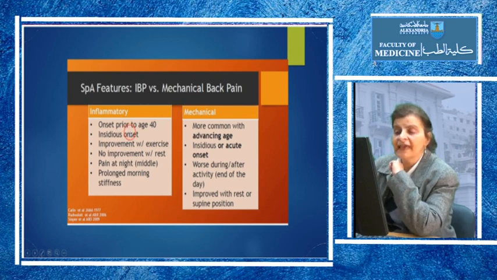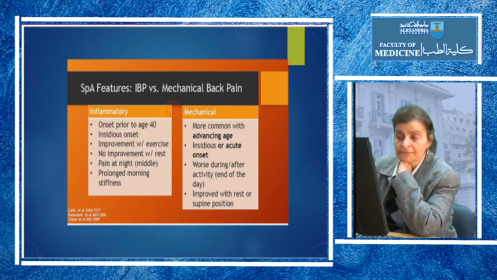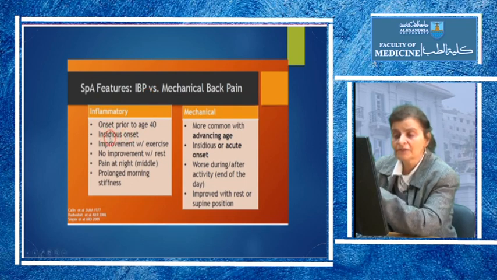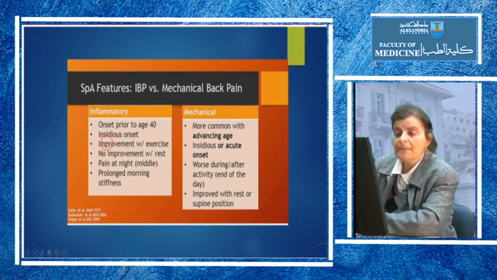First of all, as we said, the age. The age of onset is often prior to 40, prior to the age of 40, 45. It's got a gradual onset. The back pain comes on insidiously. The back pain improves with exercise and gets worse on periods of inactivity. It gets worse after the patient rests.